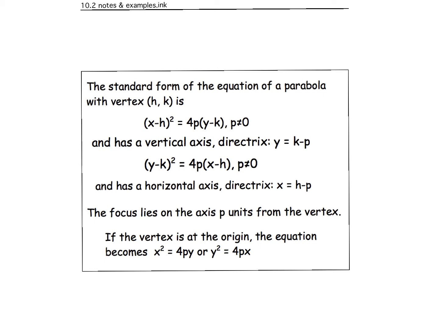Okay? x minus h squared equals 4p times y minus k. p can't be 0. The directrix is the line y equals k minus p. The focus, I think that's on the next set of notes, is going to be the points h comma k plus p, or h plus p comma k. So that's what we'll take a look at in a moment.